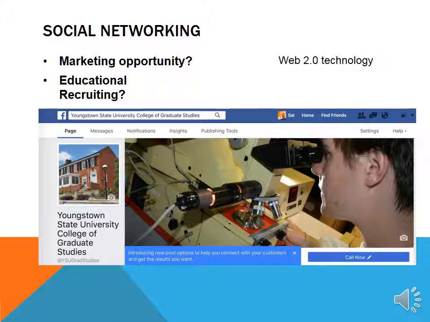And I have a graphic here that shows the Youngstown State University College of Graduate Studies page on Facebook. And I encourage all of you to get on Facebook and like it. But there are many, many social networking sites, Facebook being one of them, that's very widely used. And many of us use it not just for social interaction with family members, friends, other people that we care about, but also it can be very useful for customer relationship building, customer relationship management, financial management.